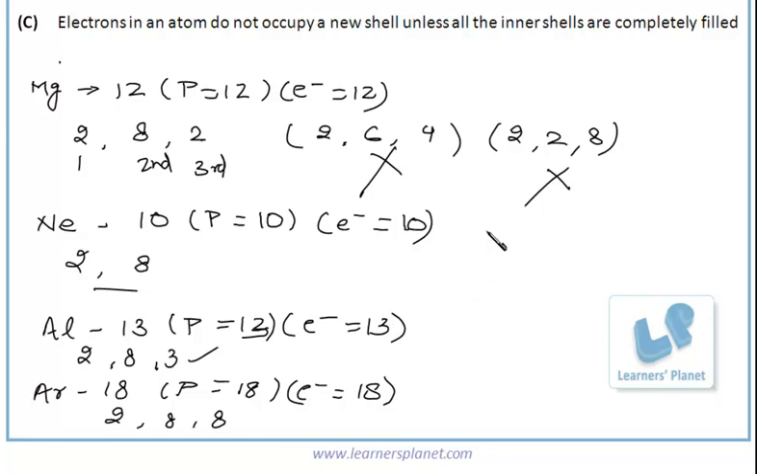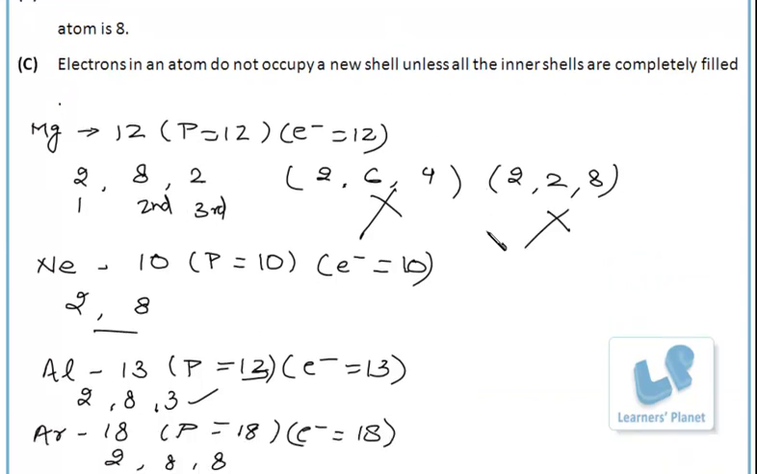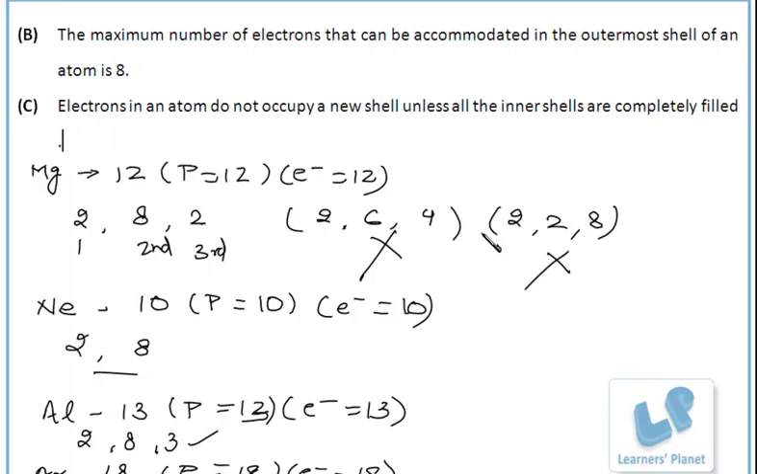So this is about the electronic configuration, that is, the distribution of electrons in an atom in the different energy levels or shells of an atom. I hope you have understood how to write the electronic configuration. It's very simple, students. Do remember these rules. So this is all about this session, students.